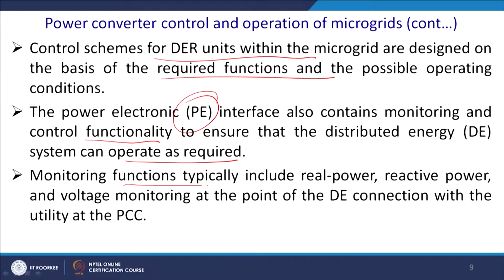Monitoring functions typically include real-time real power, reactive power and voltage monitoring at the point of the DG connection with the utility, the PCC. So, that is the requirement. You require to have real power, reactive power and voltage monitoring; generally that is the entry point of the grid to the microgrid.